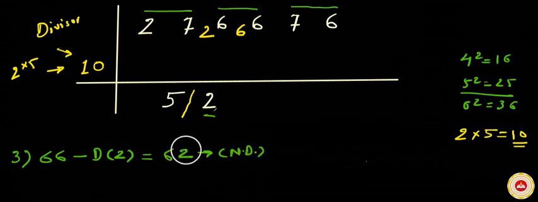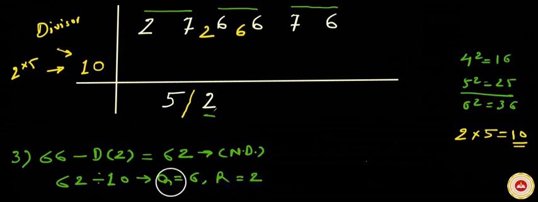Now divide 62 by the divisor 10, which gives you quotient 6 and remainder 2. So write quotient 6 and remainder 2. Write the remainder 2 as a prefix to the next digit. Now this has become 27. Read this as 27, and this is our new gross dividend, which we are going to use in the next step.